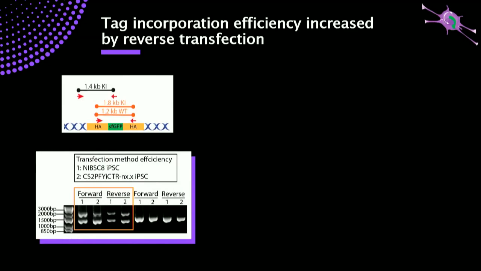So here I'm showing the primers that we designed to screen the efficiency of the tag. Here in the orange, you are seeing the upper band is the knock-in incorporation and the lower band is the wild type. This is going to show us the efficiency that we have compared to the wild type, the cells that still have wild type. And then the second part will show us the actual incorporation in the genome, because the primers are attaching to the area that is not inside the plasmid.